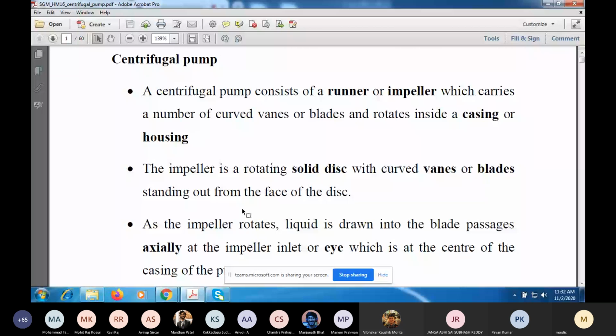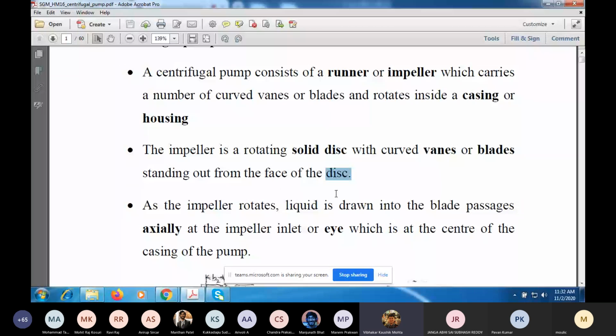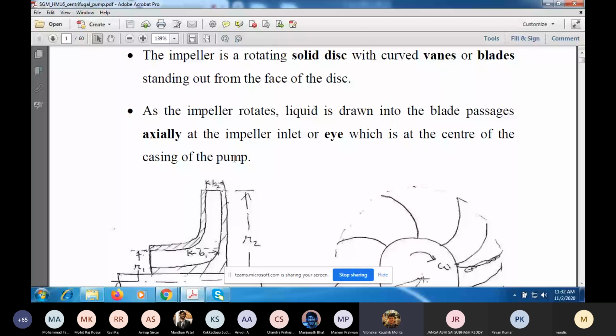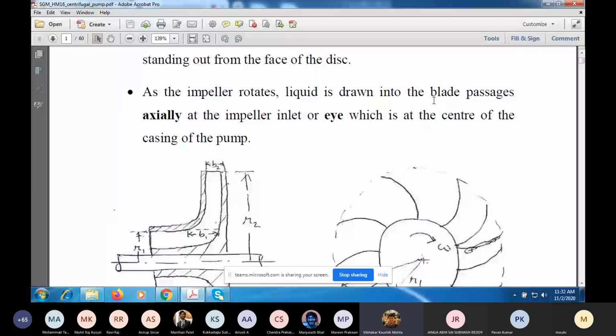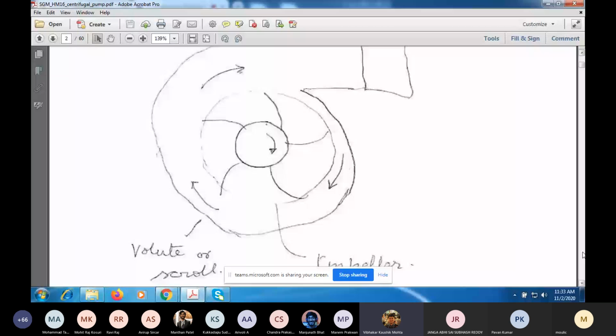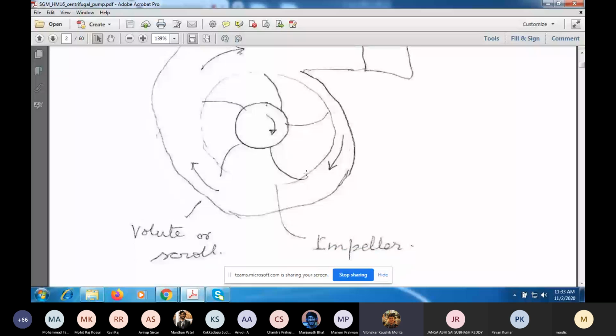So when the impeller rotates, what will happen is liquid will be drawn into the passages. So this gap here is a blade passage. So this side is called the eye of the impeller. Okay. Now let me go down and show you another view. Okay. So here I have shown the casing, which is called a volute because of its shape, or scroll. Okay. And this is the impeller. Okay. It is a disc, and on the disc you have these vanes.